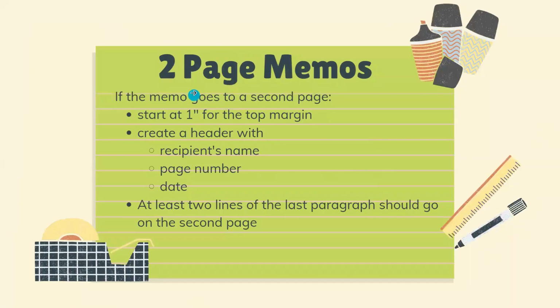Sometimes you may have 2-page memos. If the memo goes to a second page, then we think about it just like a 2-page letter. We start at 1 inch from the top margin for the second page, and then we create a header with the recipient's name, page number, and date as well. There should be at least a double space, or at least two lines of the last paragraph should be on the second page. And of course, there should be a double space after this heading before you actually put the rest of the paragraph. So very similar to what we've done previously.